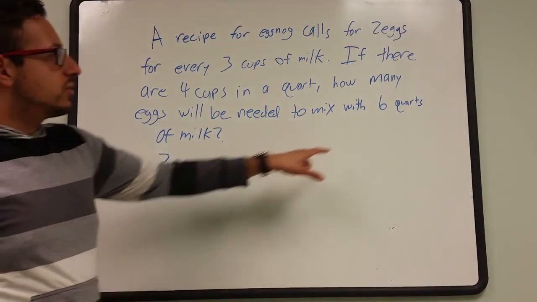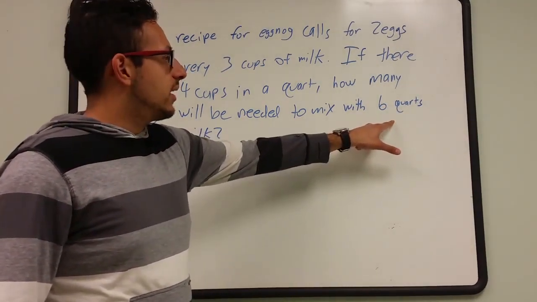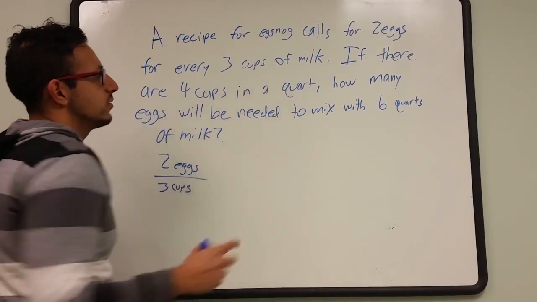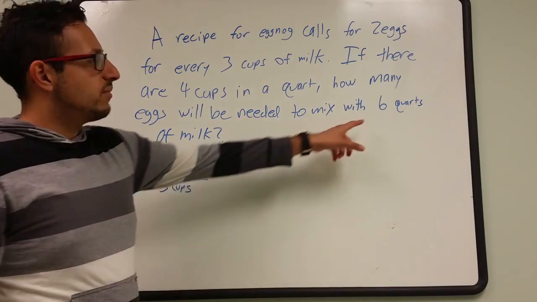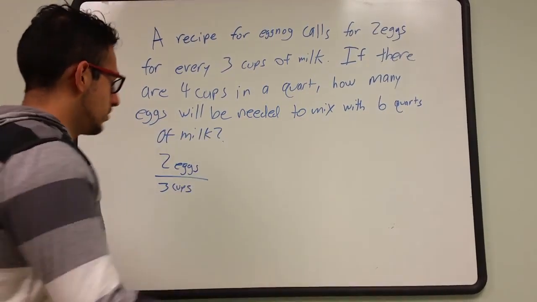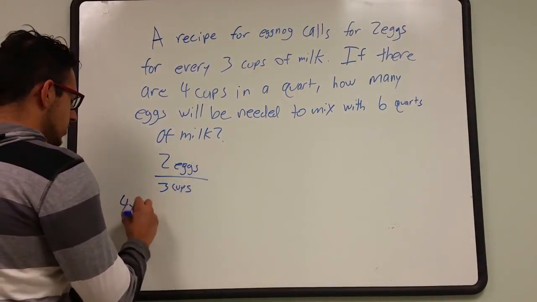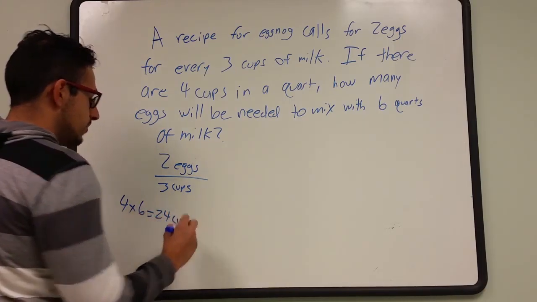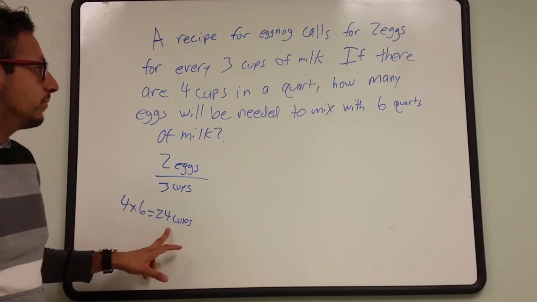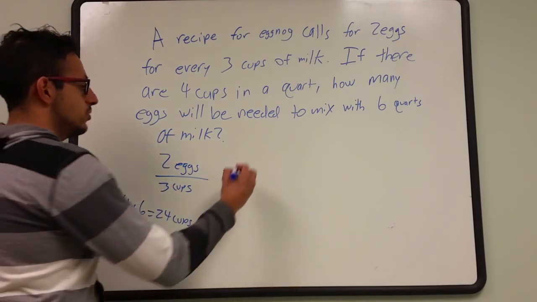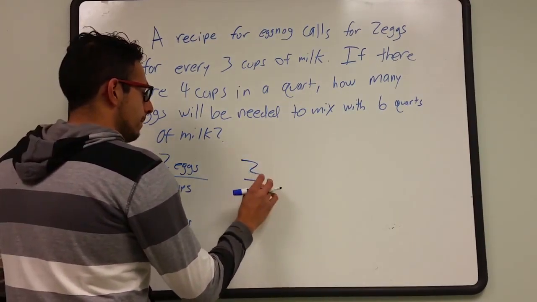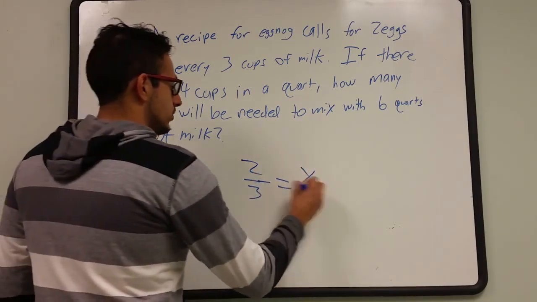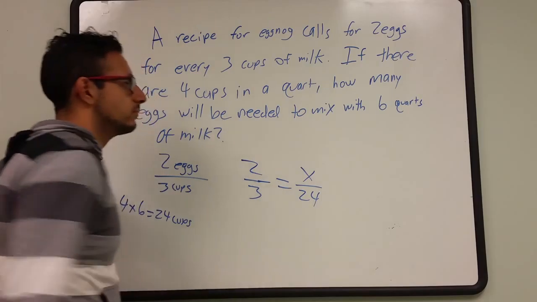So we have to change 6 quarts to how many cups of milk, right? So we already know that 4 cups is 1 quart. So how many cups of milk are in 6 quarts? So that's just 4 times 6, which is 24 cups. So we can use our ratio, 2 to 3 is equal to x over 24.